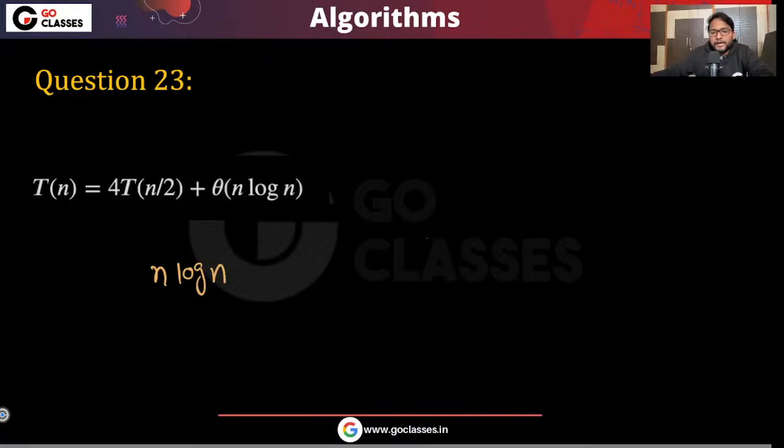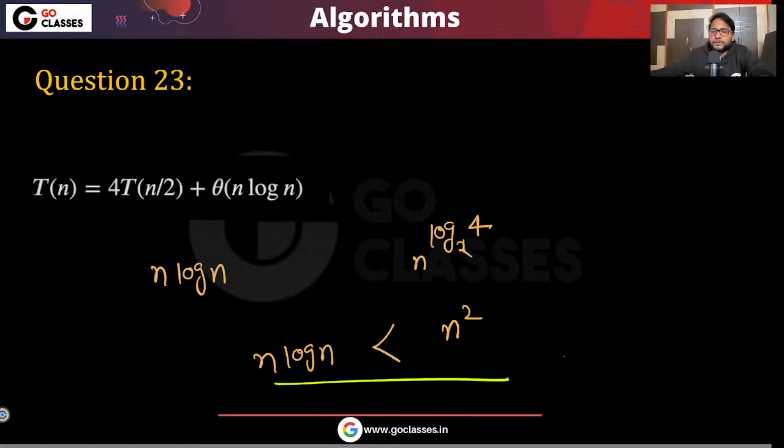And what is n to the power log base b of a? Here b is basically 2 and a is 4, so this is n squared. And this is n log n. Is this polynomially greater? If one of them is polynomially greater, yes, right? So that's why theta of n squared is the answer.